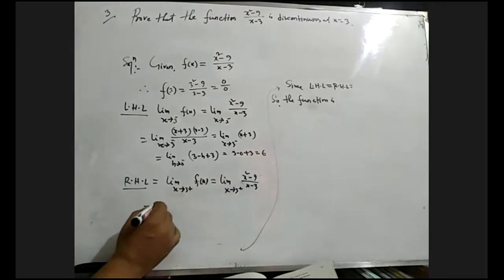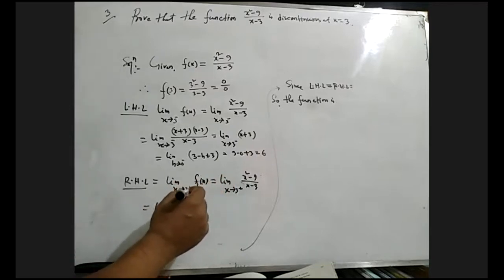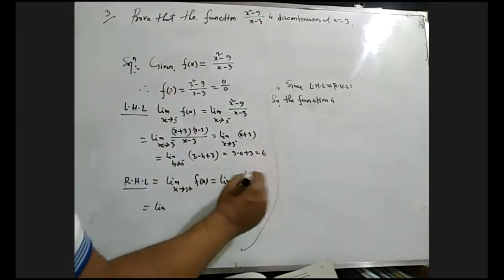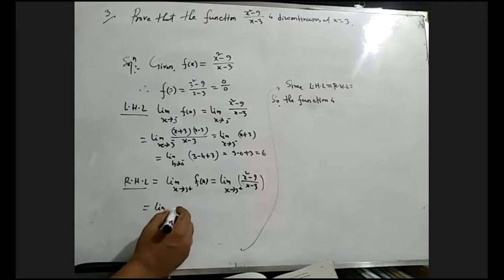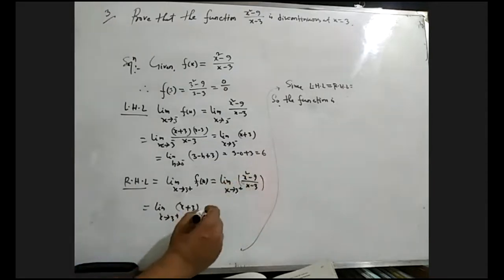Right hand limit x tends to 3 plus of f of x equals to, in which function? X greater than 3. Actually, the same function, x square minus 9 divided by x minus 3. Similarly, we get f of x plus 3. Because x square minus b square formula, then x minus 3 will be answer.